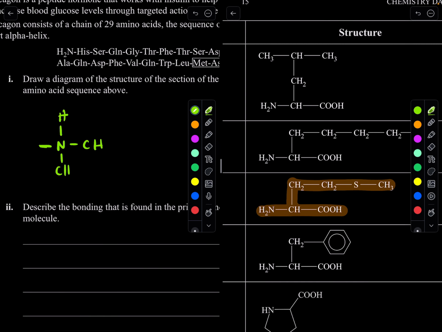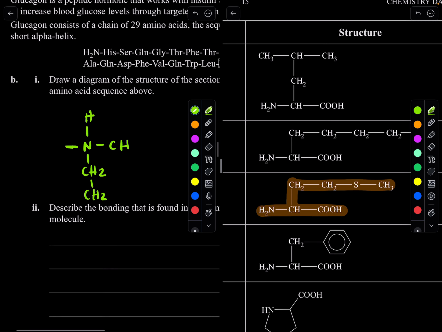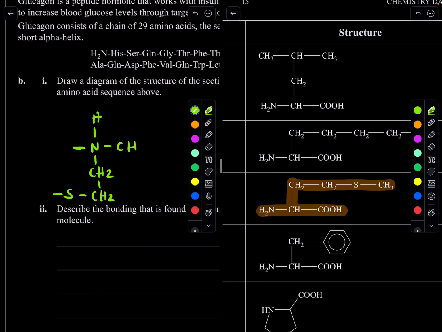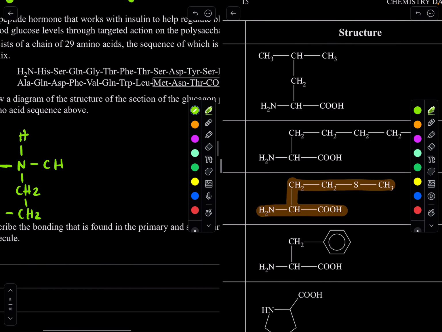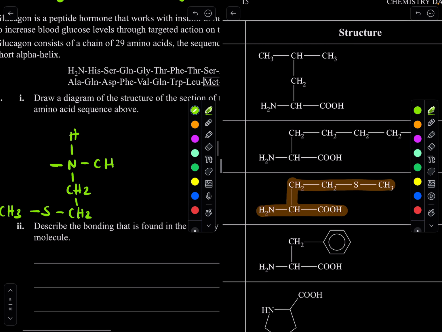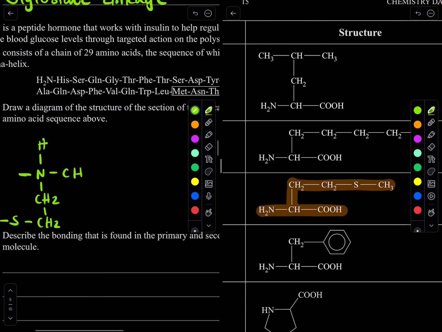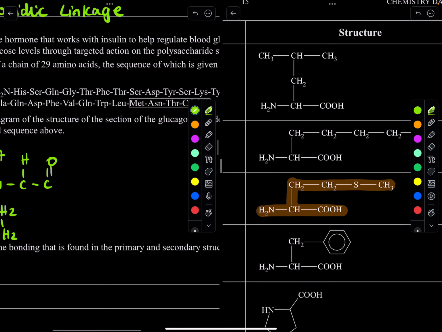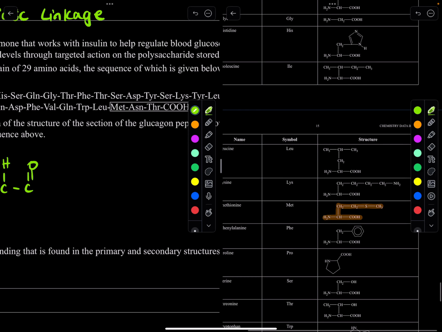So CH2, the branch CH2, S, and CH3. Yep, so that looks right. Actually, let me write the CH right over here, we'll make it nicer. CH here. And then we have, of course, the carboxylic group. And then what's the next one that we'll go with? ASN. ASN's what?